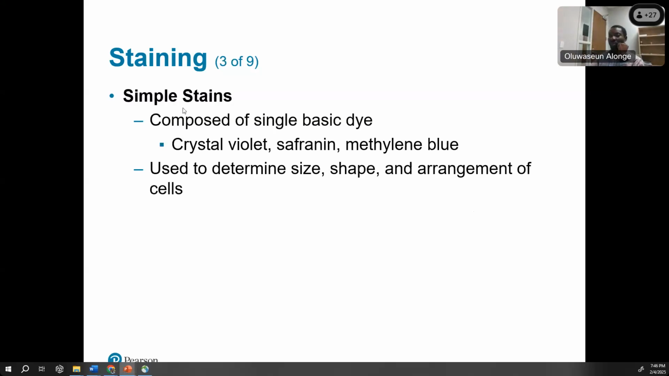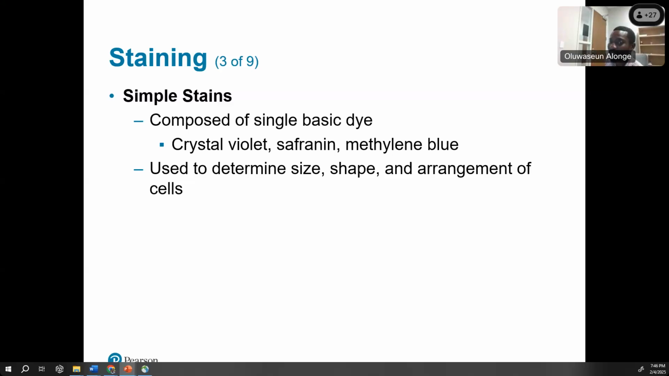Now, simple stain. When you say simple stain, it's just one stain. It can be like crystal violet. You use it to stain something. You are just using that one stain to stain the object. You can use safranin. It's just one. Methylene blue. It's just one. Like now, particularly when you are doing your cheek cell, if you still remember, you use methylene blue. When you do onion in the lab, you use methylene blue. Those stains are just single stain.